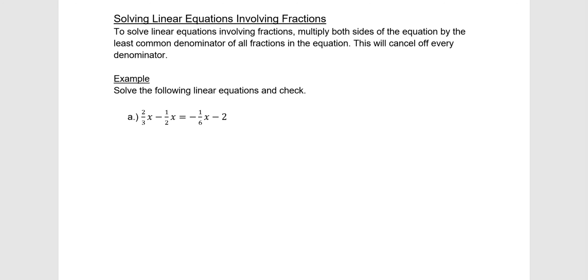Okay, so first we have to determine what our least common denominator is. So we have a 3, a 2, and a 6. The least common multiple of 3, 2, and 6 is 6. So we're going to multiply everything by 6. The reason why we can do that is because we're doing it to both sides of the equation, so we are not changing anything.